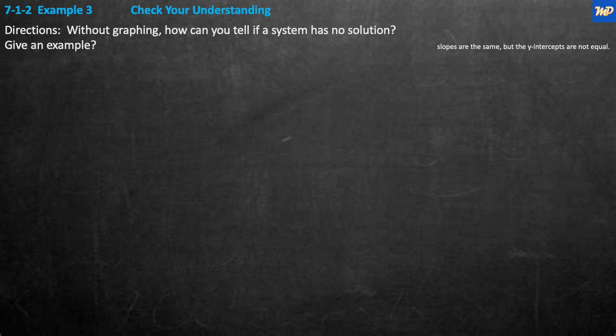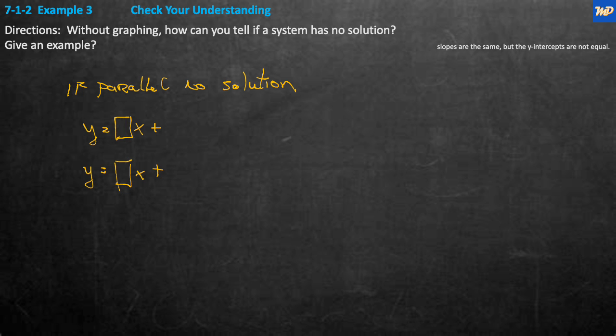Okay, so what do you think? It says, without graphing, how can you tell if a system has no solution? Well, remember we talked about it. We said if the lines are parallel, there's no solution. How do you know if they're parallel? If y equals some value times x, and on the other equation, y equals some value times x plus or minus whatever.